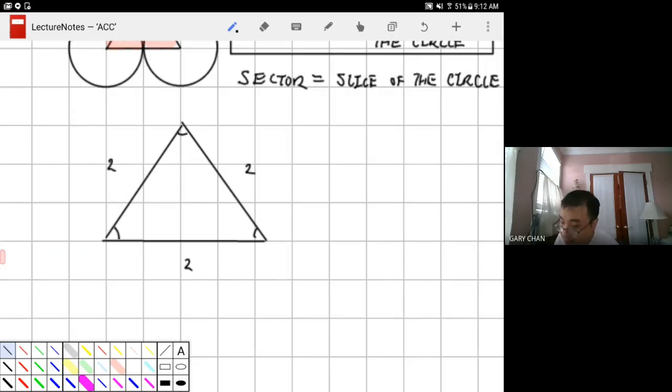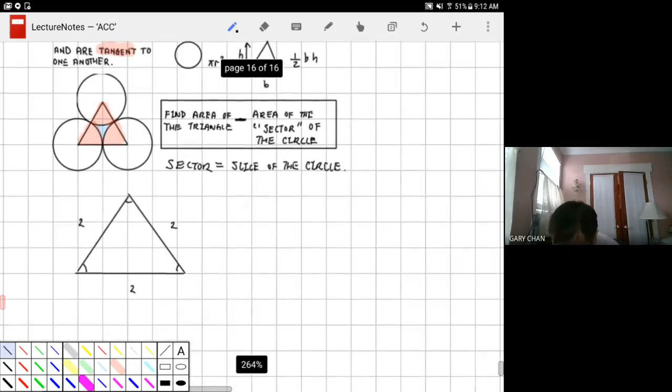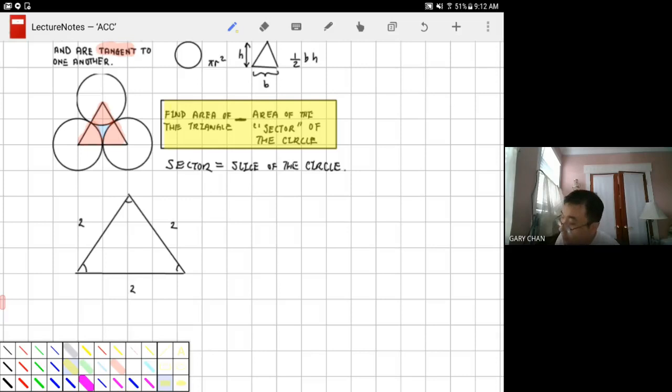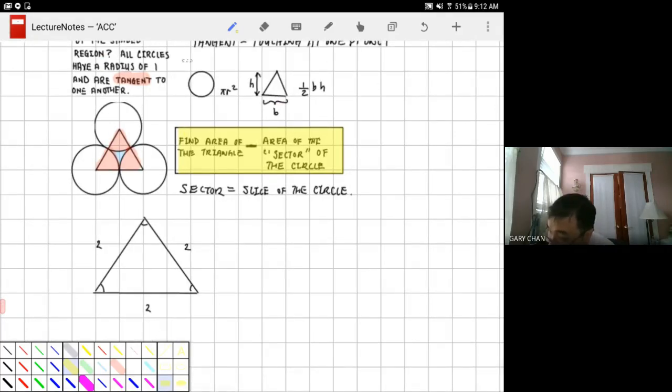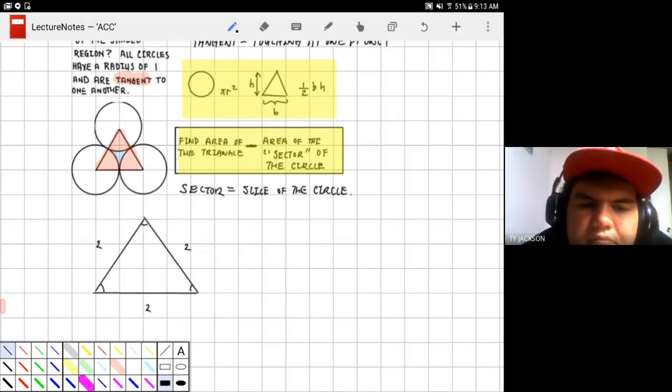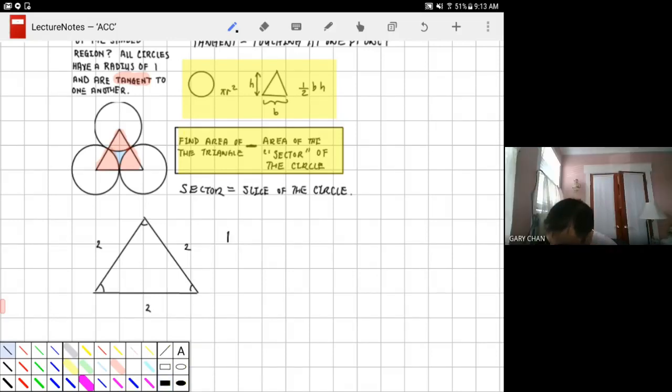In order for us to find the area of this triangle, remember this thing that I'm going to highlight right now, this was our strategy. If we're going to follow this strategy and apply the formulas that I've outlined at the beginning here, what is the base of the equilateral triangle? 2. The base is indeed 2.